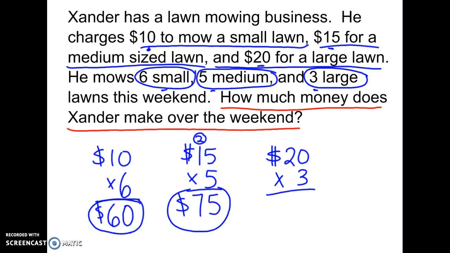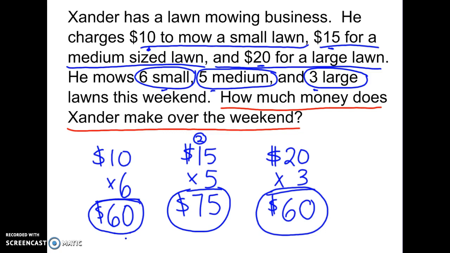Now, over to the large lawns. Xander mowed 3 large lawns at $20 each, and I can use a standard algorithm. 3 times 0 is going to be 0, and 3 times 2 is 6. So Xander also got $60 here, the same amount as what Xander got for mowing all of the small lawns, but only had to mow 3 of them to get the same amount of money as the 6 lawns he had to mow to get $60 of the small lawns.